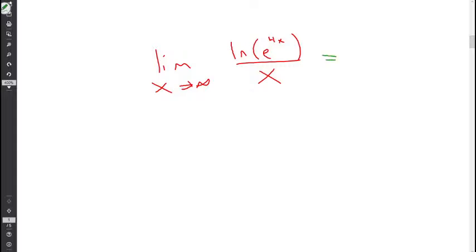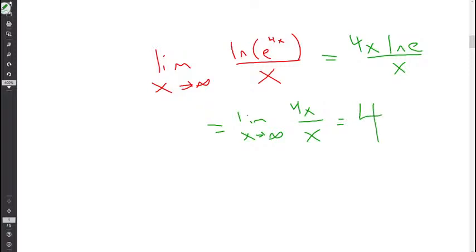Let me adapt this here. One of the properties of logarithms that you should know is that for the natural log of e to a power, I can take the 4x and bring it out in front. And guess what the natural log of e is? It's 1. So when x gets really, really big, it's going to keep being 4 over 1, which is 4. Next one.